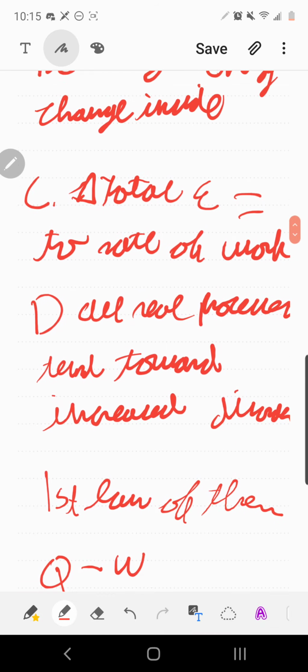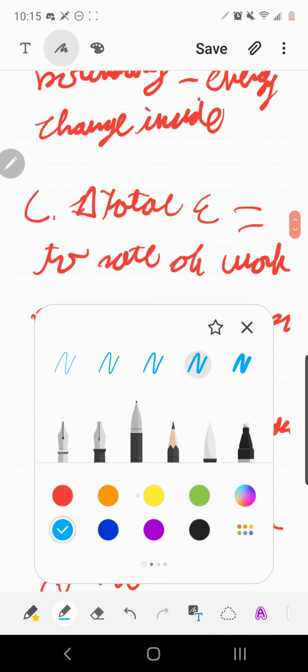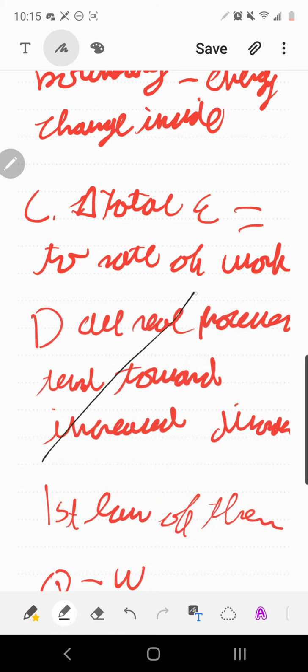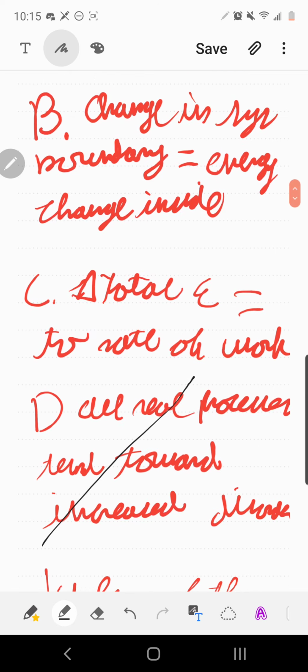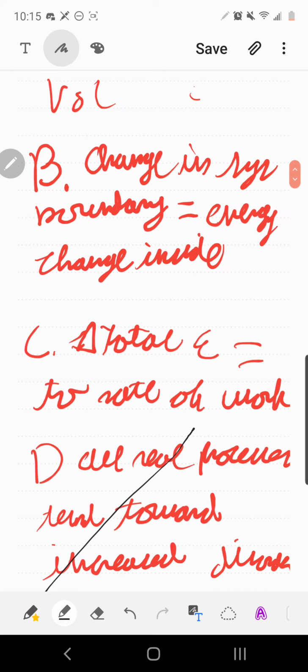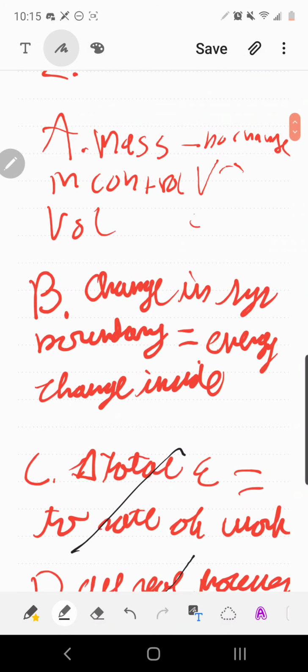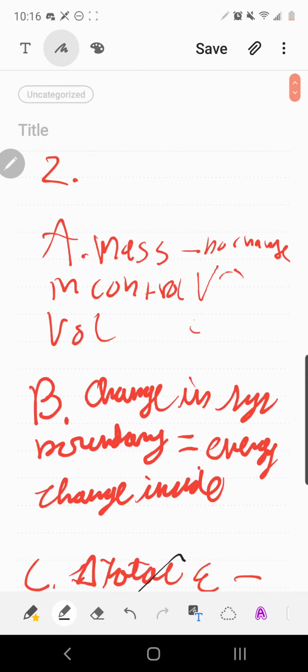With that being said, we can eliminate D right off the bat, because that talks about creating disorder, which is related to entropy, which is not what we're dealing with for this law. We have total energy is equal to the rate of work. Rate of work would be considered power, so we're not dealing with power either, so that one can be crossed out. Change in the system boundary equal to the energy change inside. That could be right. We'll keep that one for now in A.